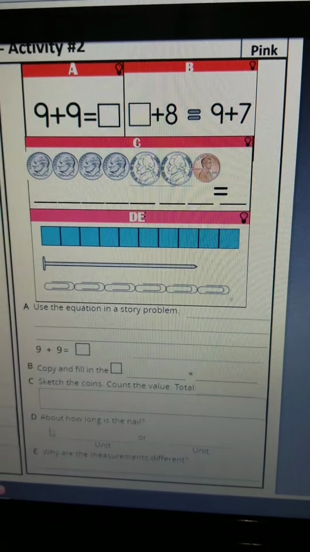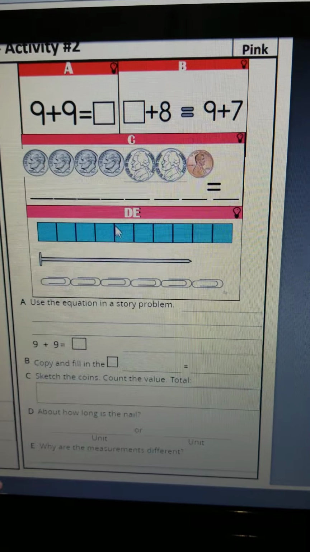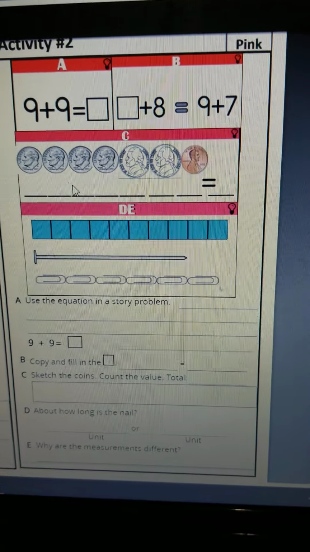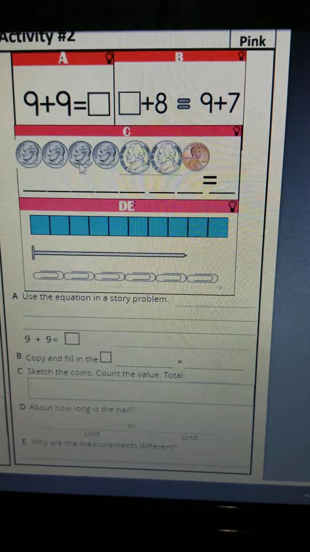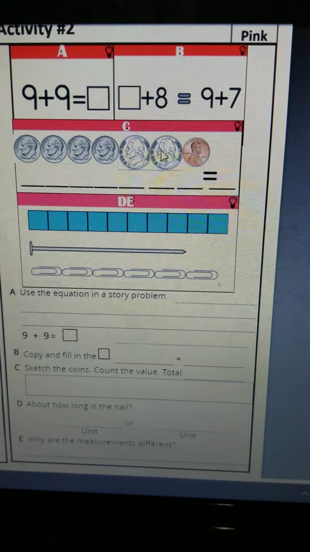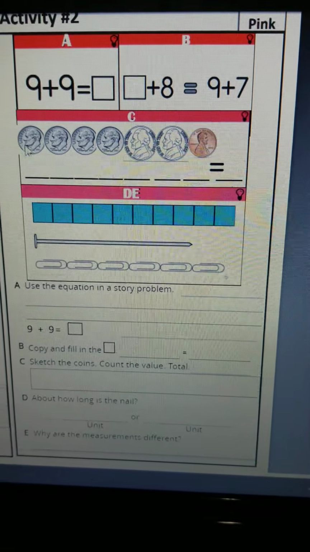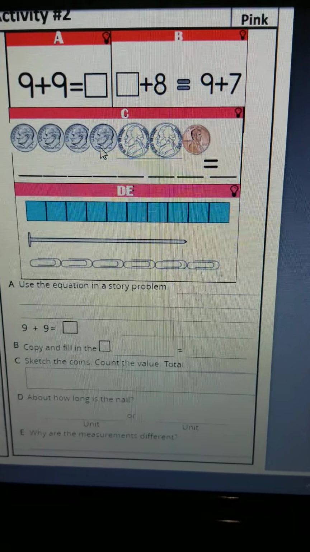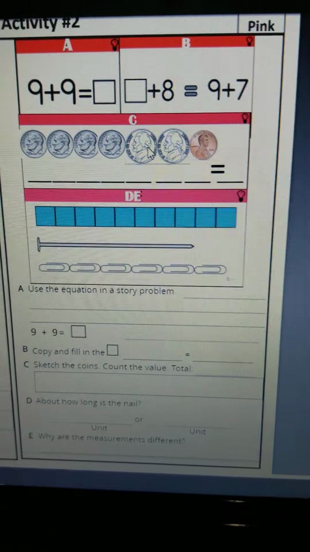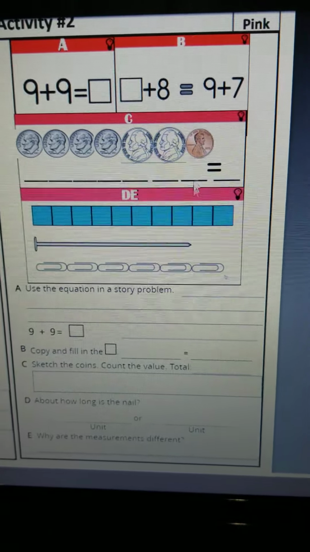On C, sketch the coins and count the total value. I don't need you to sketch the coins. You don't need to draw them. Just make sure you count on. Remember to count the dimes by tens, the nickels by fives, and the penny by ones. And when you're done counting by tens, continue counting by fives. When you're done counting the nickels, continue counting by ones. And then write the total down here.